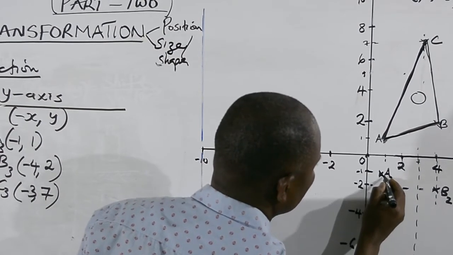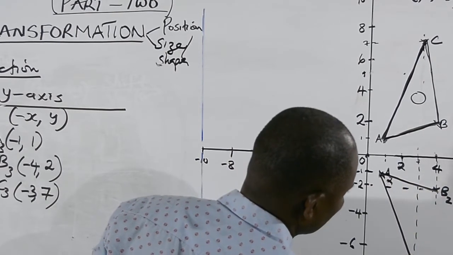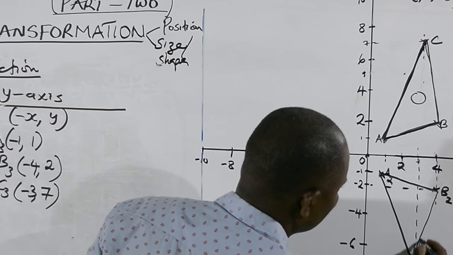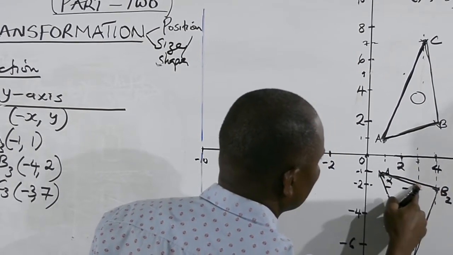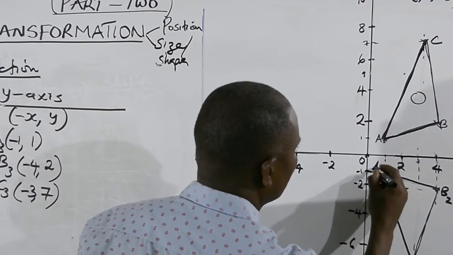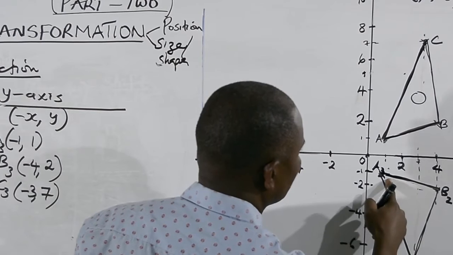So I join the points there and draw my triangle. So you see that the image of this triangle is reflected in the x-axis. So the mirror is on the floor. In this case, the mirror is on the floor. So we have it there.